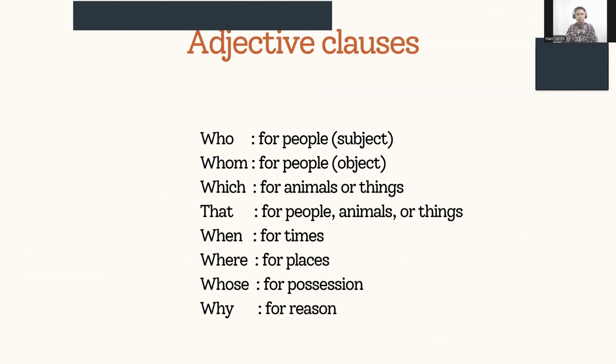And there are some types of adjective clause connectors here. There are who, whom, which, that, when, where, whose, and why. Who is for people, as subject. Whom is for people, as object. Which is for animals or things. That is for people, animals, or things. When is for times, where is for places, whose is for possession, and why is for reason. But in this video, we only discuss who, whom, which, and that. And the other connectors, we're going to discuss in our next video.